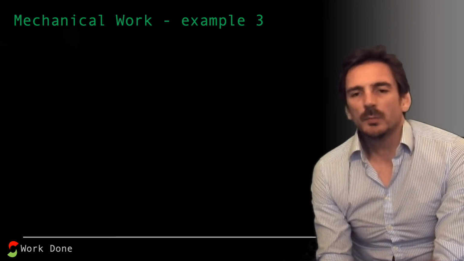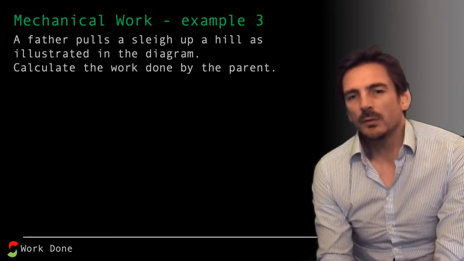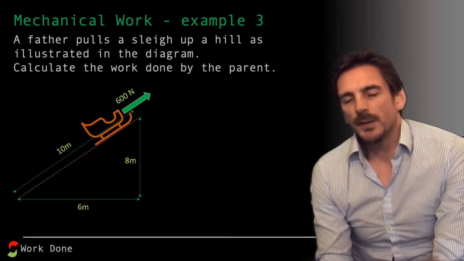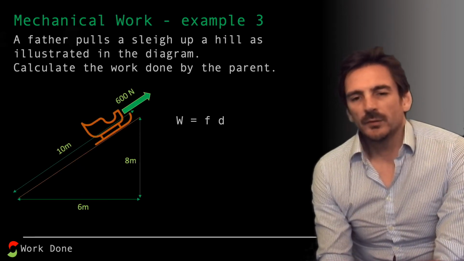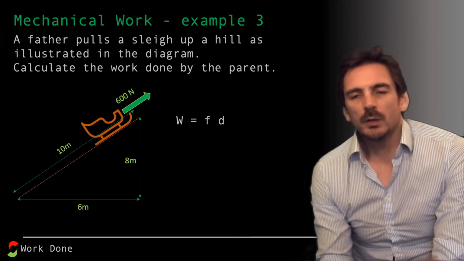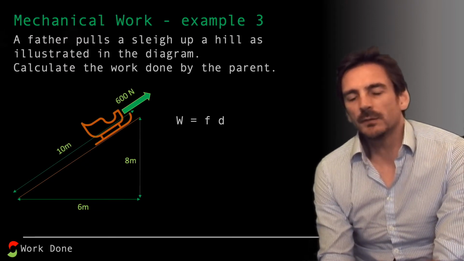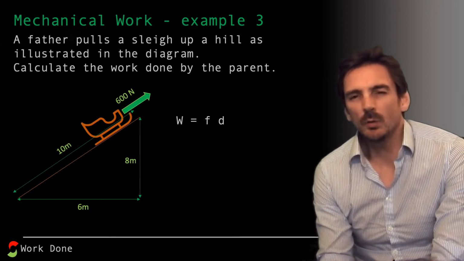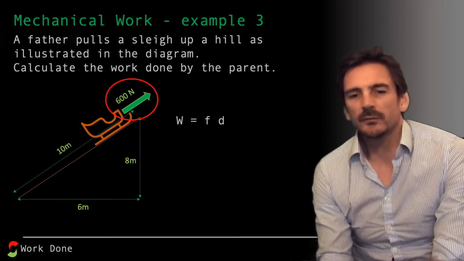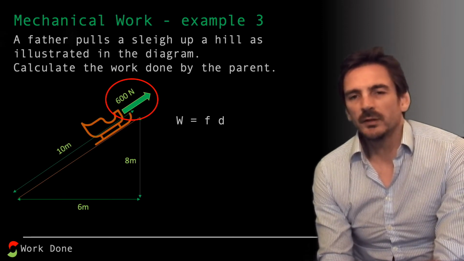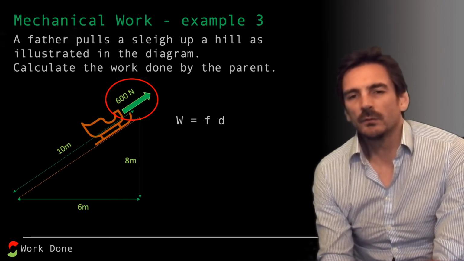Let's have a look at a more complicated example. Here we've got a father pulling a sleigh up a hill. And straight away we write our equation down. But the complicated thing about this one is that there are three different distances involved. There's only one force, so it's got to be that 600 newtons. But in the definition of distance, it's the distance moved in the direction of the force.